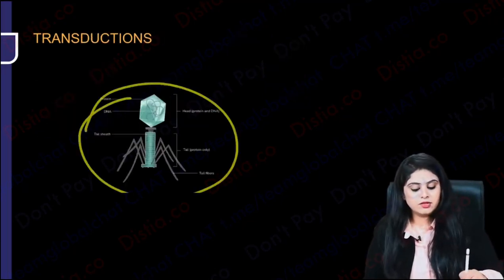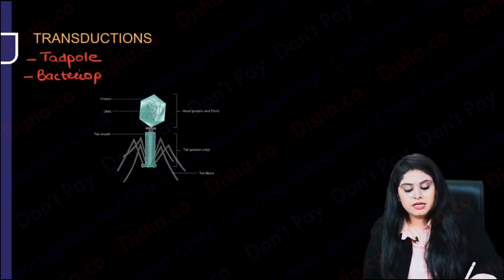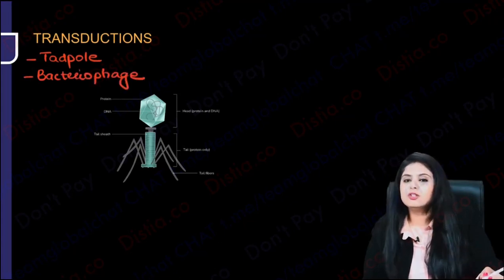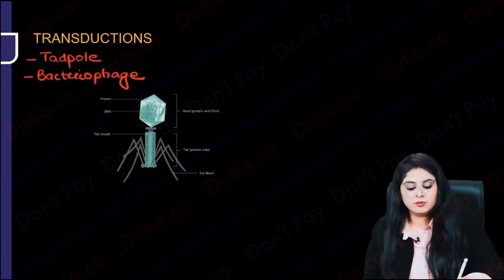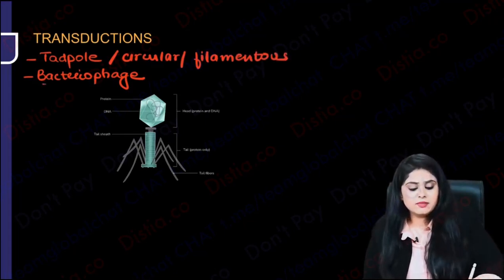Transduction. What do I need for transduction? What is this tadpole shape thing that we have over here? This tadpole shape is referred to as a bacteriophage. Not only tadpole, it can have many shapes. It can also be circular. It can also be filamentous. But what we most commonly study is going to be the tadpole shape.